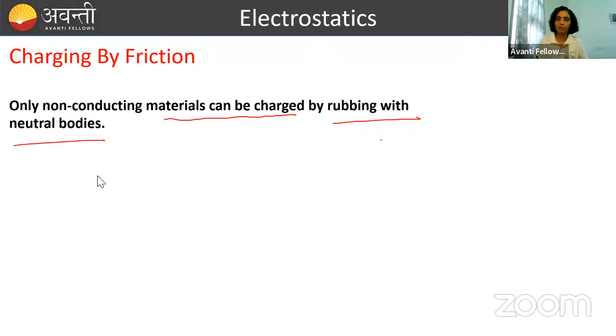That is why I have written here: only non-conducting materials can be charged by rubbing with neutral bodies, because if the material is conducting and gets charged, within some microseconds it will transfer its charge to earth. So we can charge a conductor by friction only if we can avoid that earthing thing.